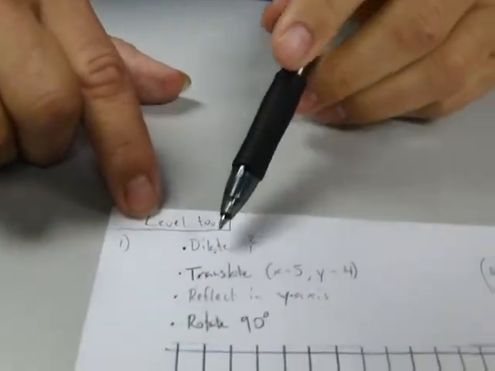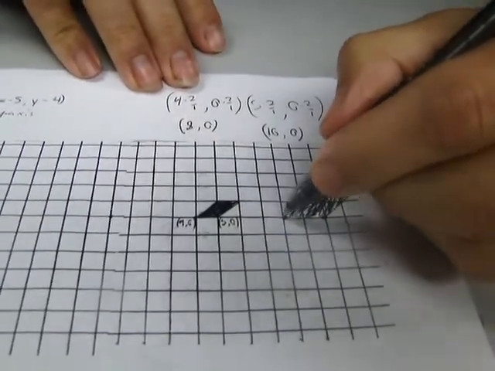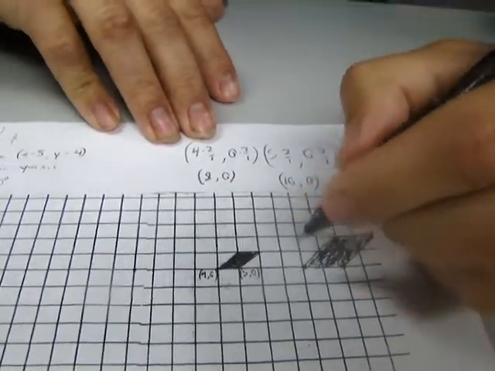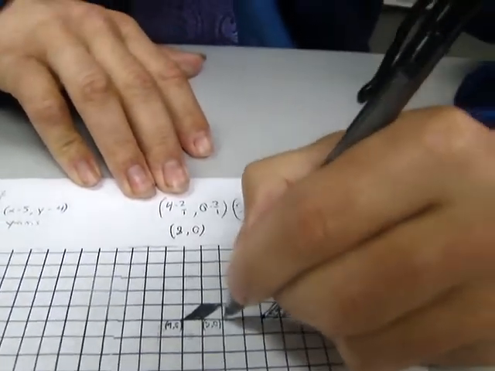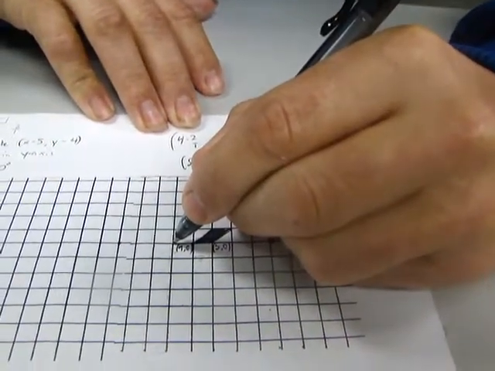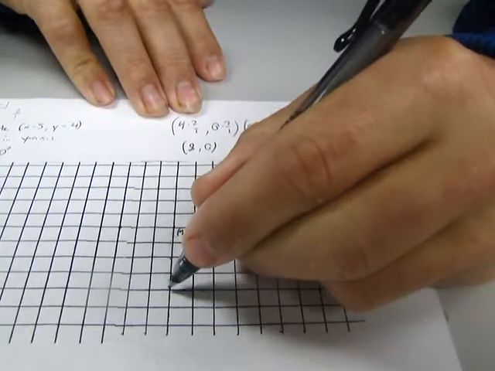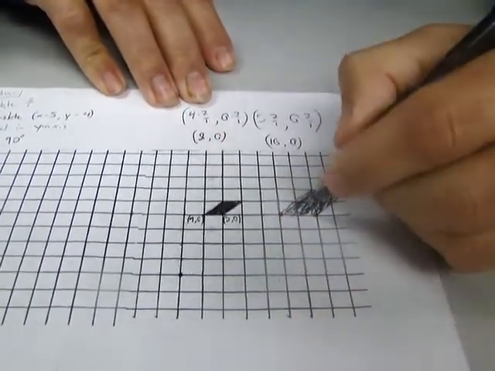After the dilation, it says translate x minus 5, y minus 4. So I'm going to choose this point. I just like it. It doesn't really matter which one you choose, but I'll choose this one. Do x minus 5. That means 5 to the left. 1, 2, 3, 4, 5. And then y minus 4, that's 4 down. 1, 2, 3, 4. So this point translates to this point.